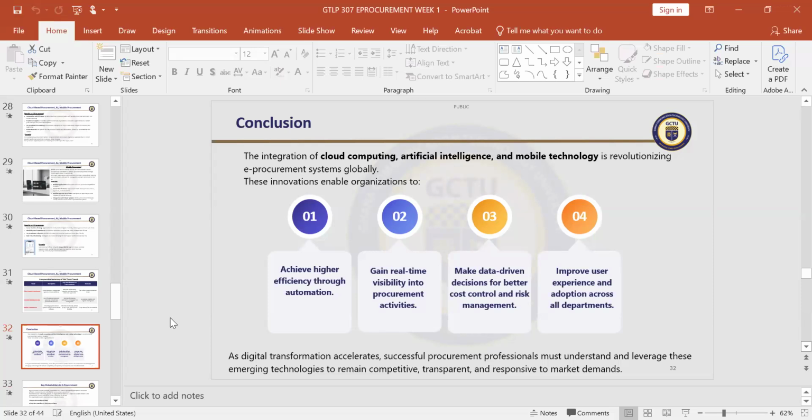When there is a purchase order, when there is a request, everybody sees it. Accounts will see it, warehouse will see it. So there is real-time visibility in procurement activities. And also make data-driven decisions for better cost control and risk management. Improve user experience and adoption across all departments.